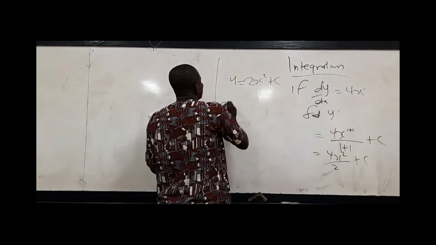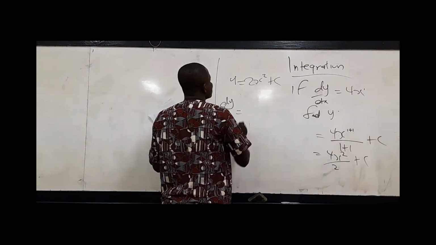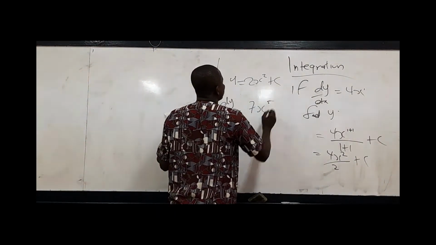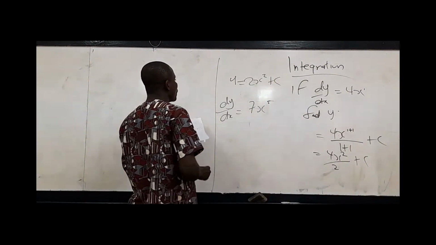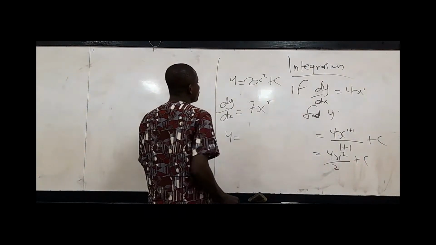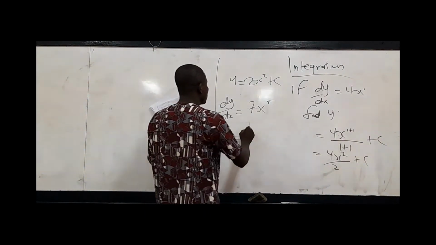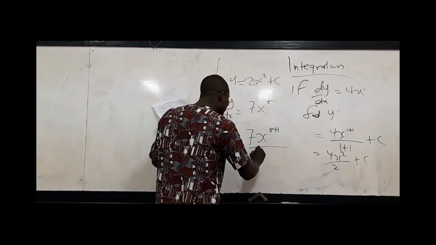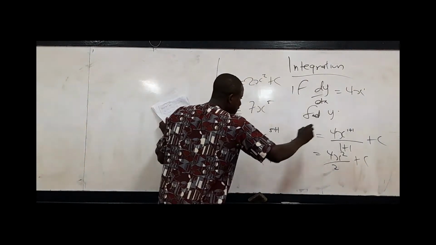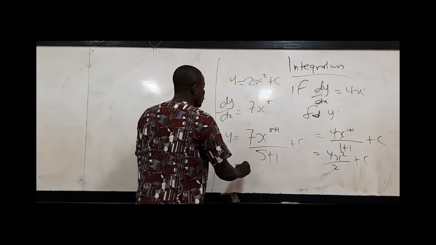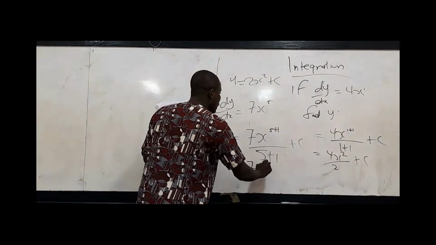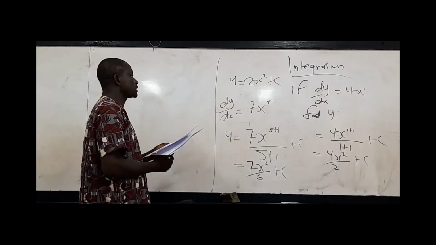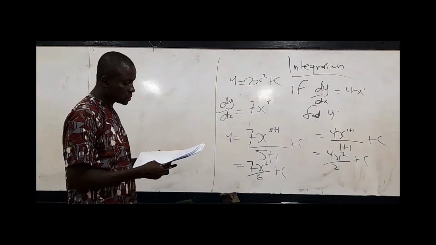Let's look at another one. If I have dy/dx equal to 7x to the power 5, then how do you find y? When we integrate it, it's going to be 7x to the power 5 plus 1, then you bring this 5 plus 1 down, then plus c, which is a constant. So here I'm going to have 7x to the power 6 all over 6 plus c. That is what you're going to get when you integrate it.